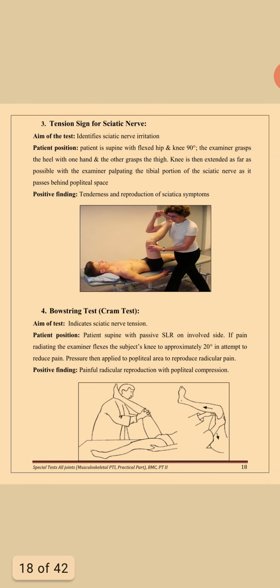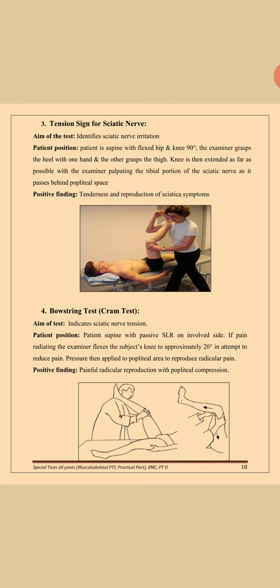Tension sign for sciatic nerve. Aim of the test: identifies sciatic nerve irritation. Patient position: patient is supine with flexed hip and knee 90 degrees. The examiner grasps the heel with one hand and the other grasps the thigh. Knee is then extended as far as possible with the examiner palpating the tibial portion of the sciatic nerve as it passes behind popliteal space. Positive finding: tenderness and reproduction of sciatic symptoms.